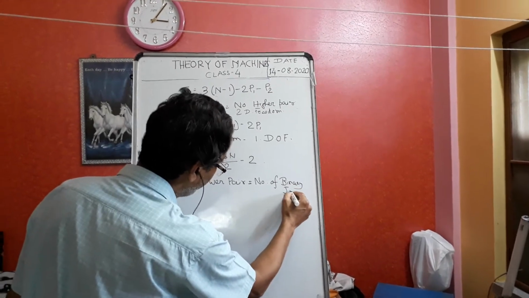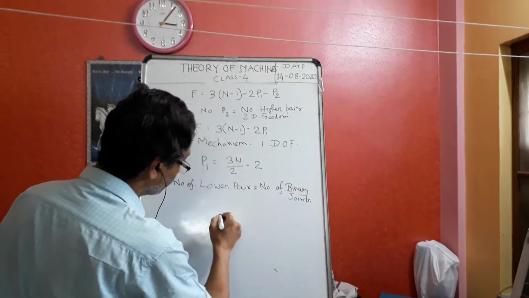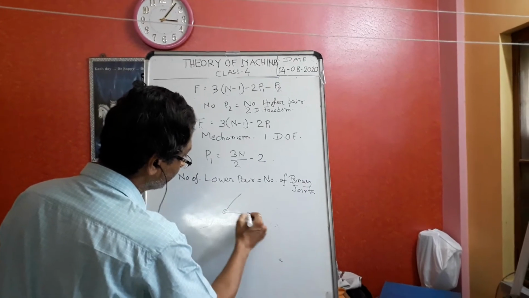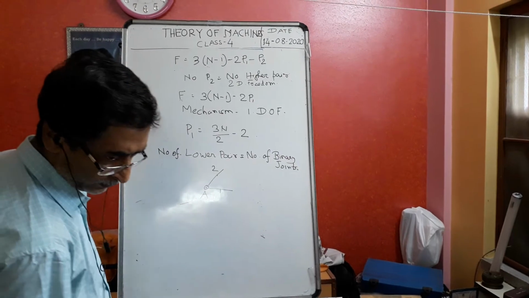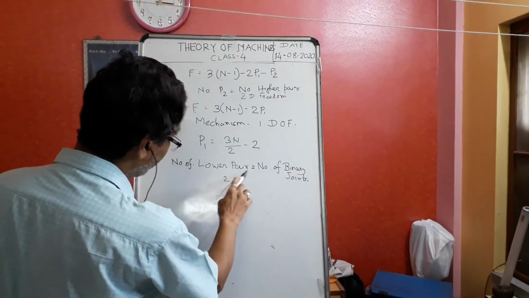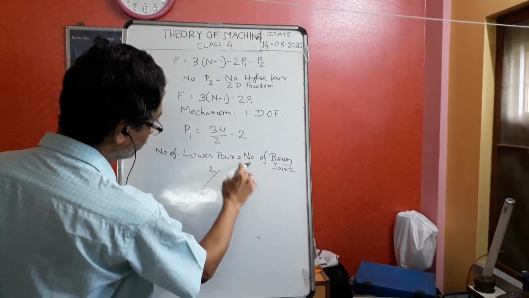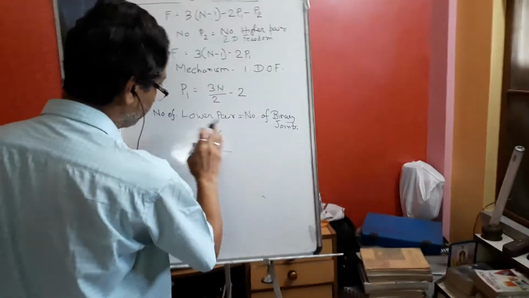Binary joints, you know. What is a binary joint? This is a binary joint. This is one link and this is the other link. So links 1 and 2 form a binary joint. A is a binary joint. So the number of lower pairs and the number of binary joints is the same. Very important. You will remember that.